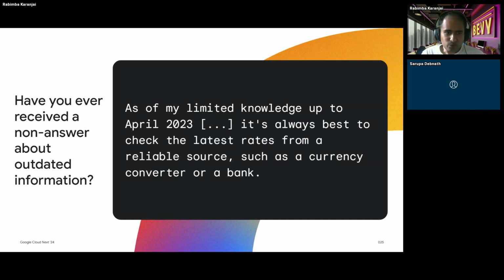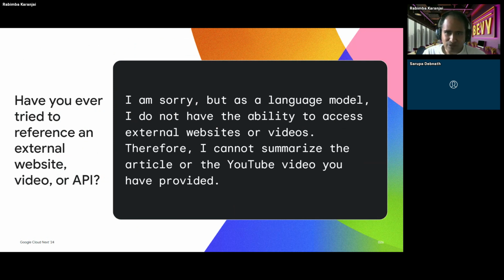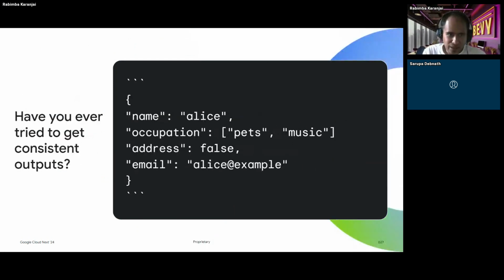And also, have you ever received non-answers based on outdated information? For example, you ask something and it says, I cannot give you a proper answer, or my knowledge is limited to a certain date. Have you ever tried to give it information which is part of a link, but it cannot access those? And have you ever tried to get consistent outputs? For example, what I just saw in my own demo, the JSON output was not exactly JSON output.